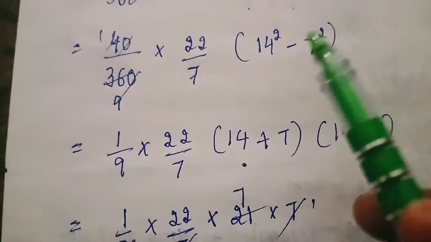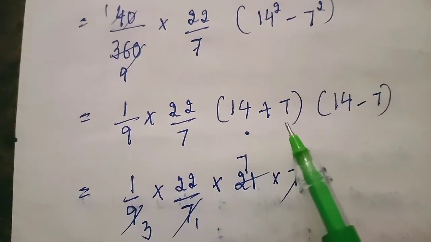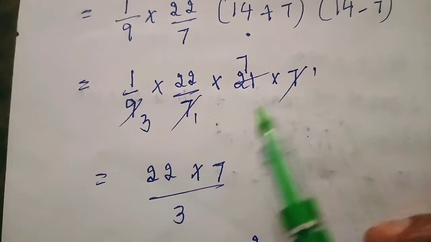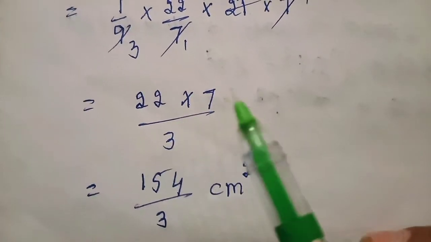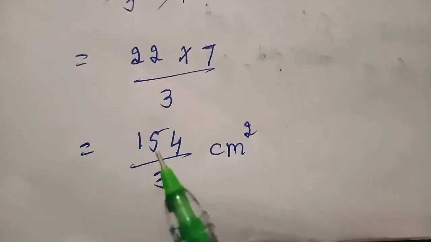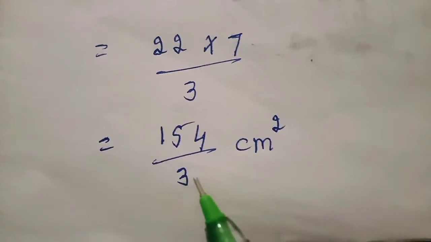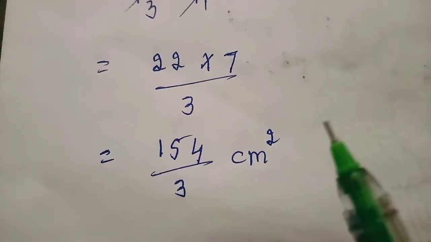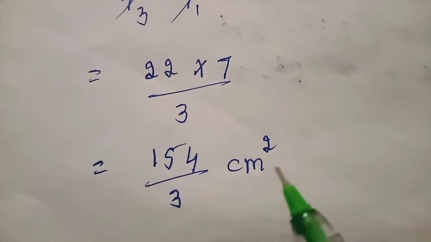In other form you can use here the a square minus b square formula, that is a plus b into a minus b. Now 14 plus 7 is 21, 14 minus 7 is 7. So cancel here, 7 gets cancelled, 3 7s are 21. So what is remaining? 22 into 7 divided by 3. So multiply, 154 by 3. And you can observe here this is already in standard form and the denominator is 3. So if you divide also you'll get a non-terminating repeating decimal. So keep it in fraction form as it is, and the unit is compulsory, that is centimeter square.